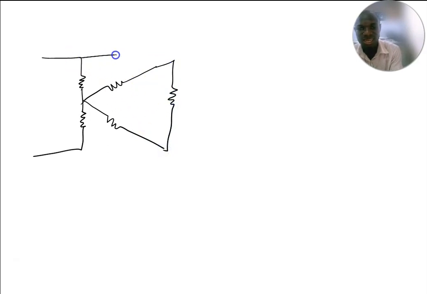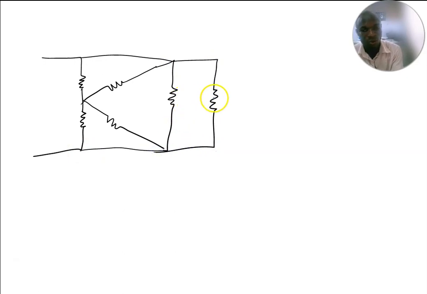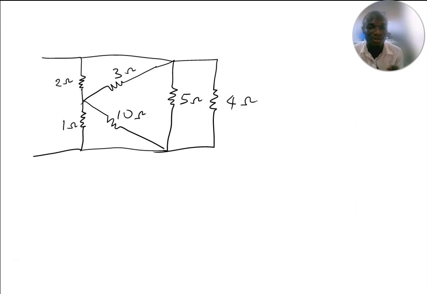Then this one is connected together. No resistor there. No resistor here. Then I have a resistor here. Okay, so this one is 4. Here is 5. This is 3. This is 10. This is, let's say, 2 ohms. Then here is 1 ohm. I'm trying to use smaller values so that you understand the concept very well. Sometimes you can get very big values. For instance, where I got this question, they are using very big values.